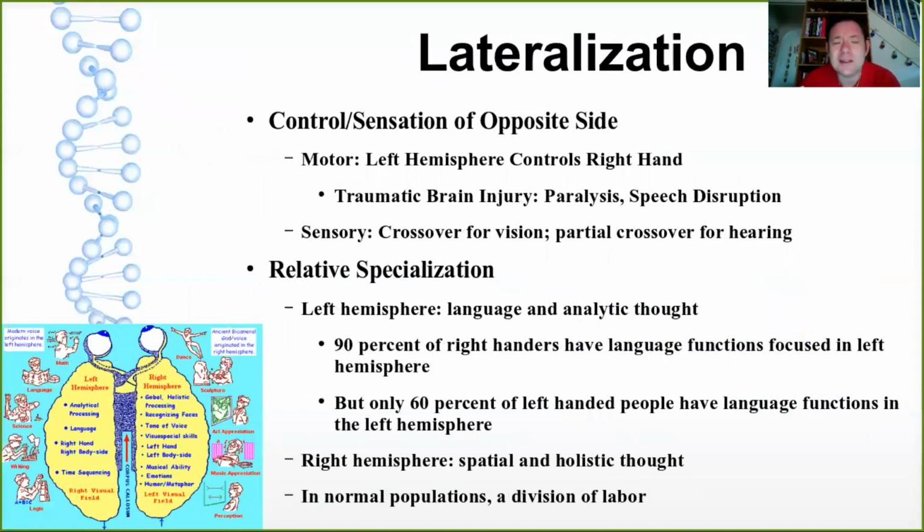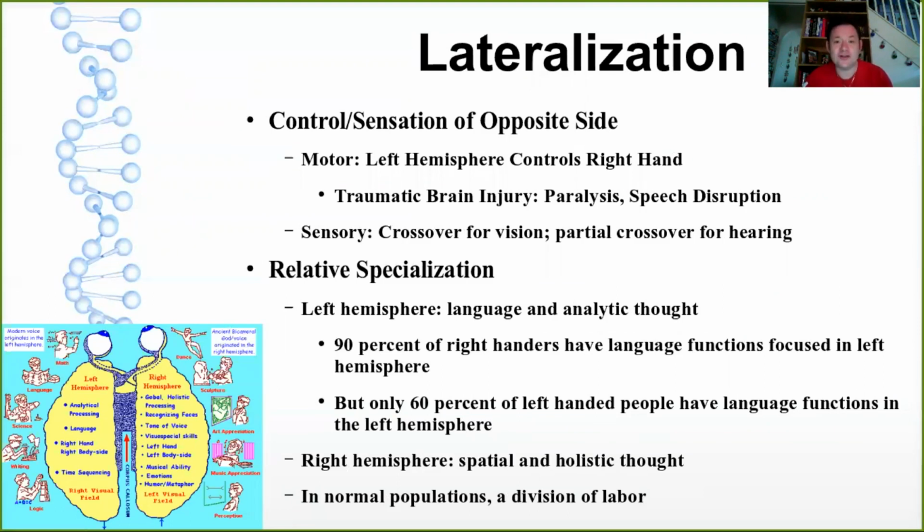Lateralization. So we have the left hemisphere and the right hemisphere. Now, they are mirror images of each other in many ways. However, they are slightly different. So the left side of the brain controls the right side of the body and receives input from the right side of the body. The right side of the brain controls movement of the left side of the body and receives input from the left side of the body.